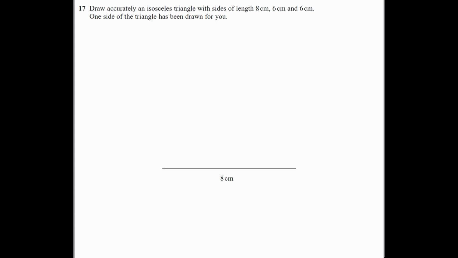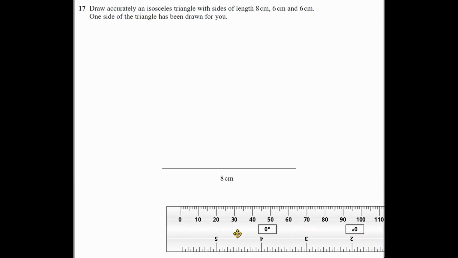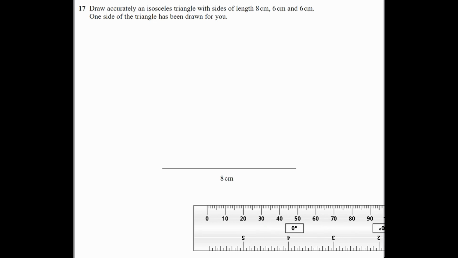Question 17 says, draw accurately an isosceles triangle with sides of length 8, 6 and 6 centimetres. And one side here, the bottom side, is 8. So we need to add in now 2 sides of 6 centimetres each. I'm going to need a ruler and I'm going to need a compass. I will say that my triangle will not look exactly like yours. I cannot on the screen here quite match the scale of the ruler to the paper. So my triangle might look a slightly different shape to yours, but the principle here is correct.